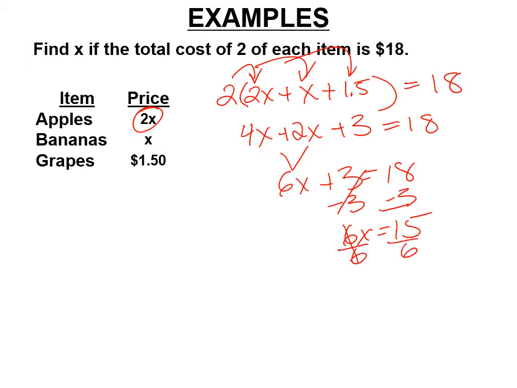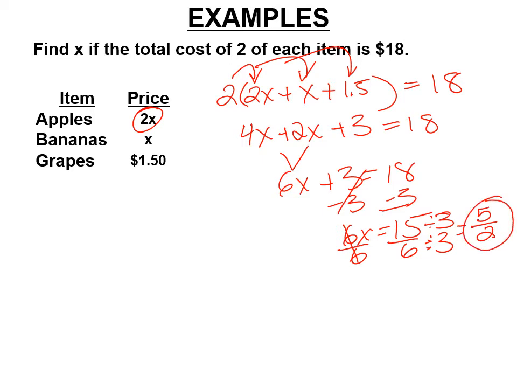Okay. So now, x equals 15 sixths. You cannot leave it that way because if you leave it that way, it's not simplified. But 15 divided by 3 is 5. 6 divided by 3 is 2. So x equals 5 halves, right?